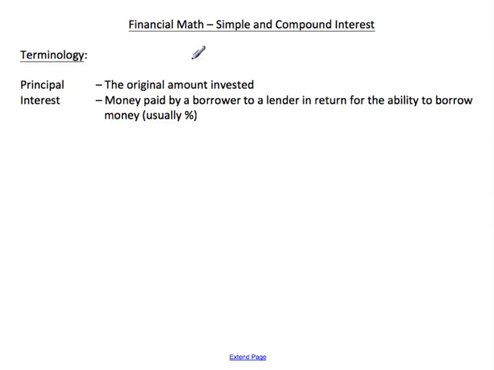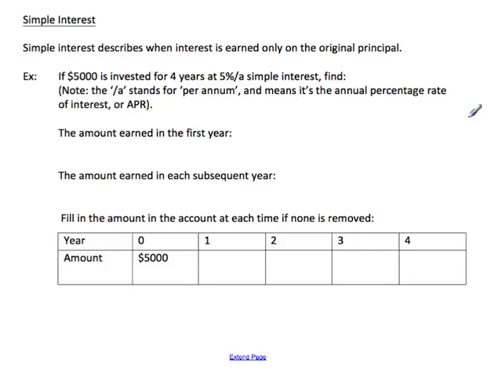In this video, we'll begin to consider financial math by looking at the concepts of simple and compound interest. First, let's introduce some terminology. Principal refers to the original amount invested in an account, while interest refers to money paid by a borrower to a lender in return for the ability to borrow money, and it's usually expressed as a percent of the amount borrowed. Now, simple interest describes when interest is earned only on the original principal.